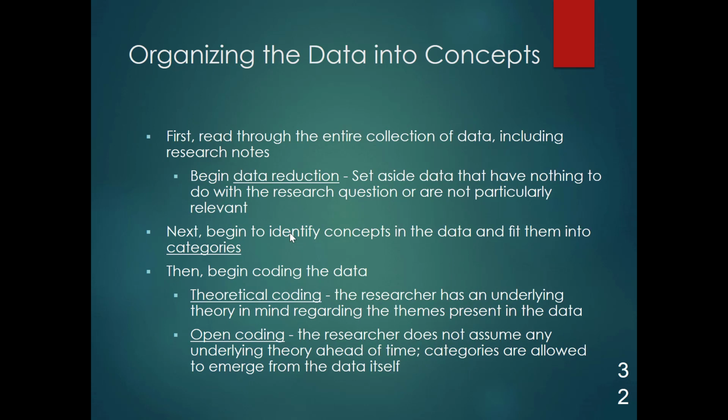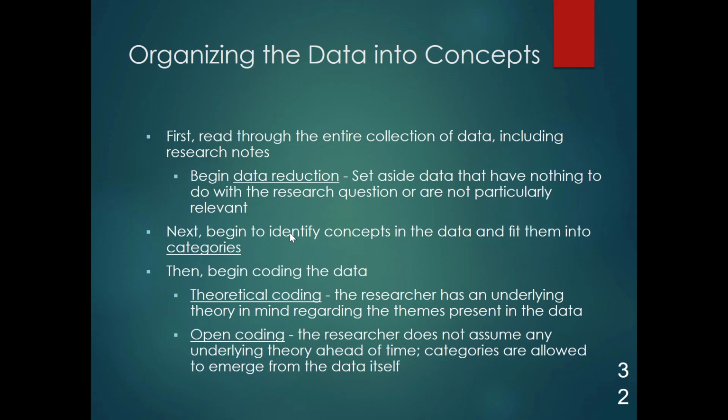So first, what you need to do is read through the entire collection of data, including your research notes. Then you can begin your data reduction. So here is where you set aside data that may have nothing to do with the research question that you're trying to answer, or is not really relevant. So a lot of times in qualitative research, participants give you so much information, and a lot of times it may be off topic, and it may not directly relate to what you're trying to answer, and so you have to weed all that information out, and that's what we call data reduction.